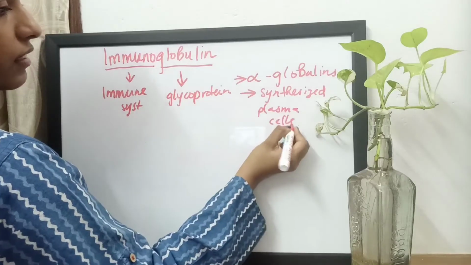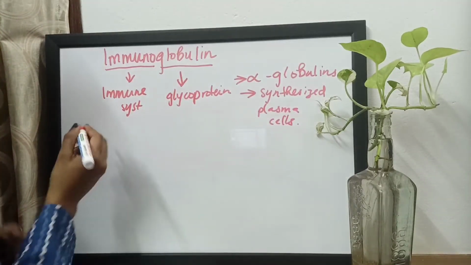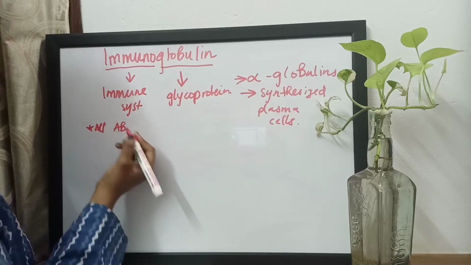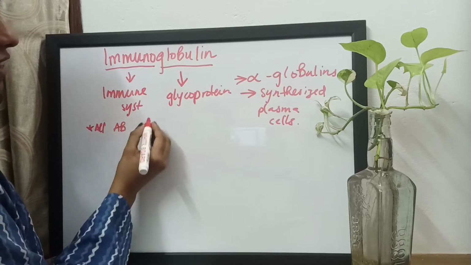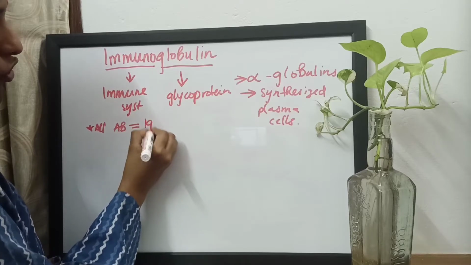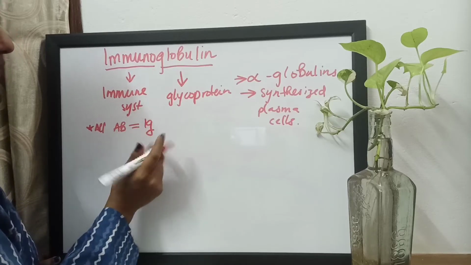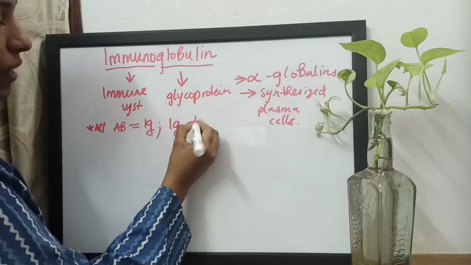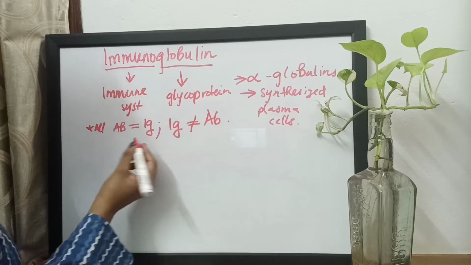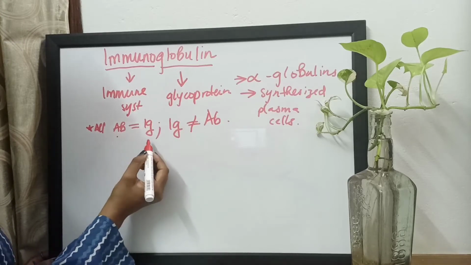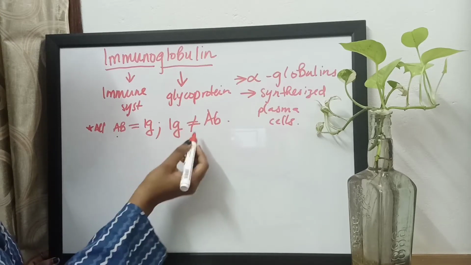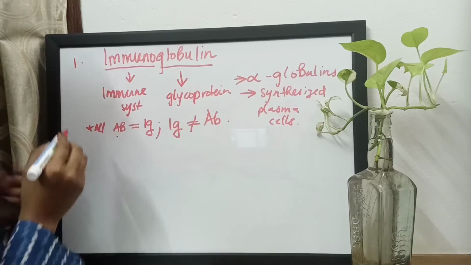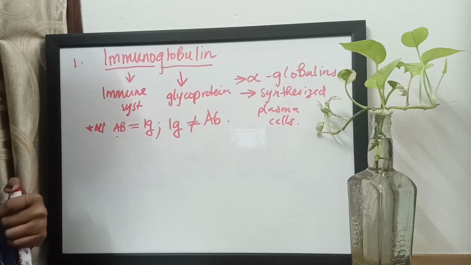This is important. And the next important point is all antibodies, I have denoted it as AB, all antibodies are immunoglobulins. I have represented it as Ig. But all immunoglobulins may not be antibodies. So it only works one way. All antibodies are immunoglobulins, but all immunoglobulins may not be antibodies. So this was the first point. We looked into the definition, and now we're going to look into the structure.